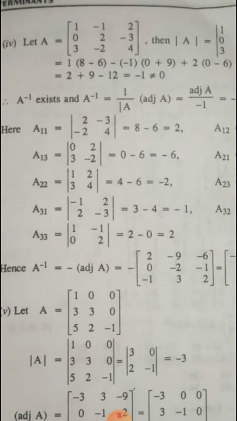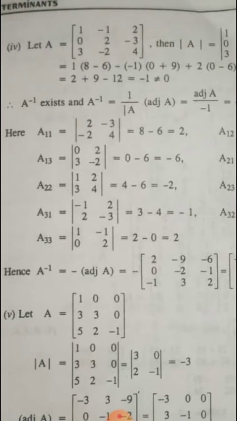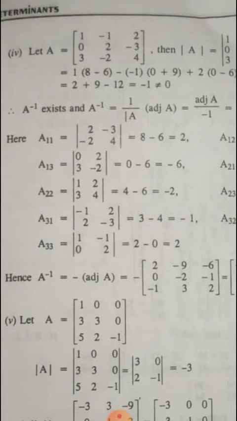The procedure is, in order to find the inverse of matrix A, first of all we have to calculate the determinant value of A. So the determinant of A will be: first element 1, this is an even place, and 1. Cofactor of 1 will be [2 -3; -2 4]. So multiplying 2 with 4, 2 into 4 minus 2 into 3, it becomes minus 6. Second place is again odd place, so minus of the formula, and the value is minus 1.